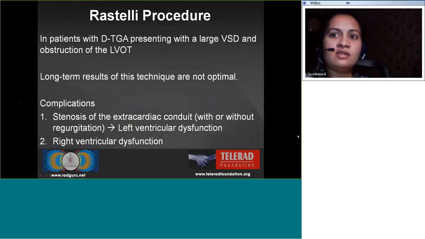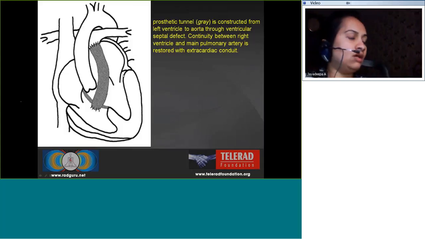Now, the right ventricular dysfunction is basically due to abnormal pressure and volume load, which may be because of conduit dysfunction. It may be due to obstruction of the baffle from the left ventricle to the aortic valve or branch pulmonary artery stenosis. So this is typically how the Rastelli procedure is done.